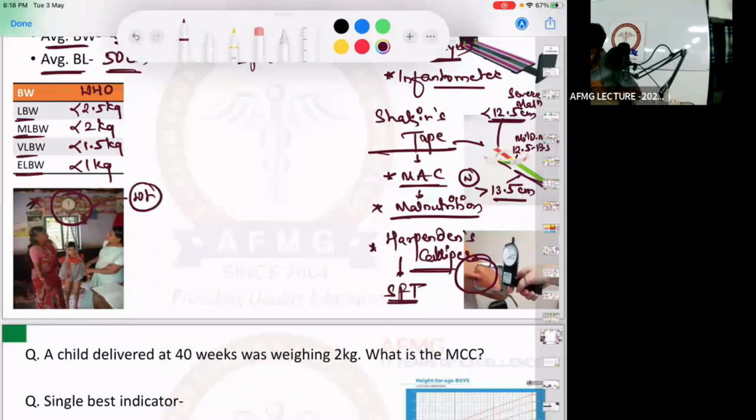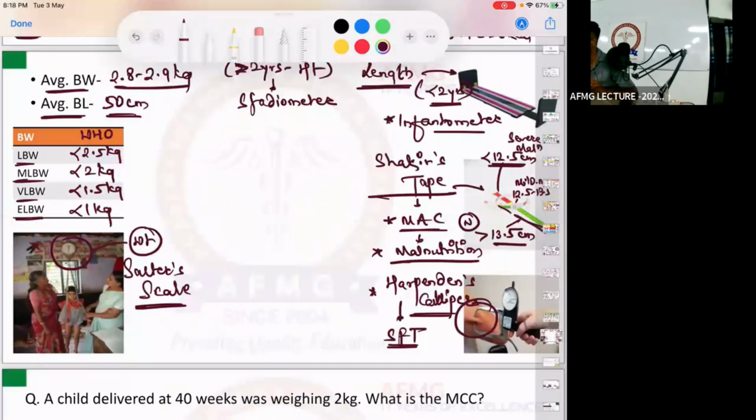So the instrument used to measure weight of the child on field is known as the Salter scale. No issues with this. Field instrument used to measure length is infantometer. Field instrument used to measure height is stadiometer. Field instrument used to measure MAC is Shakir's tape. Field instrument used to measure skin fold thickness is Harpenden caliper.